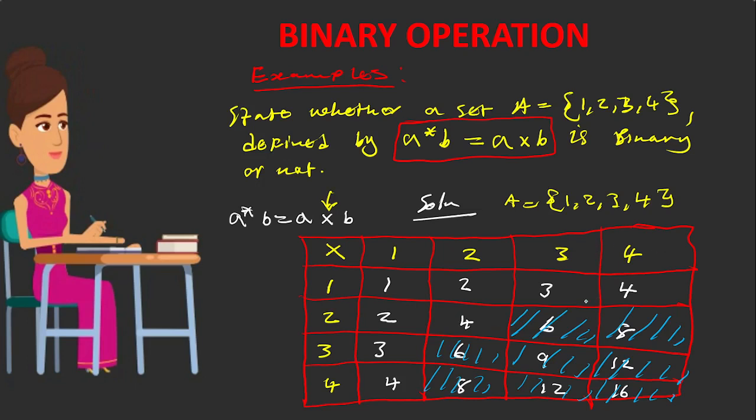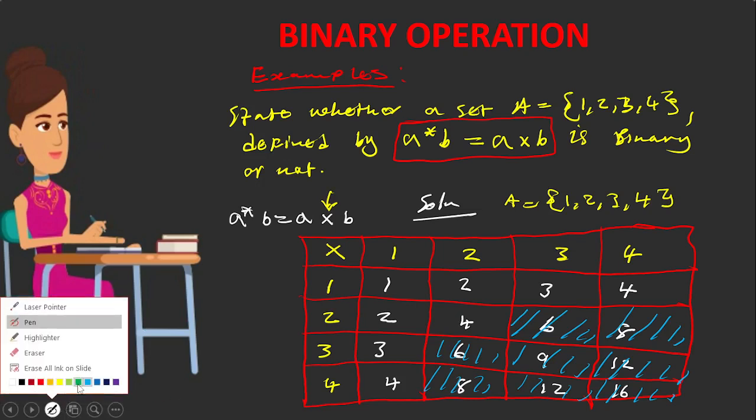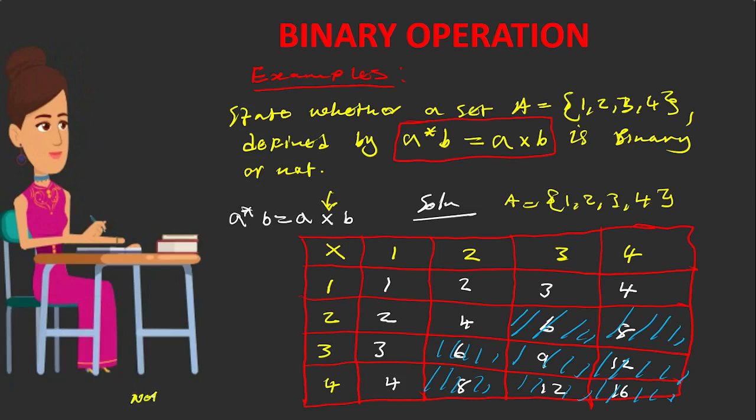So since these numbers are not in that set, this is not a binary operation. Why? Because you are having members that are not in this particular set given. So the answer for this one is not a binary operation. The reason why this is not a binary operation is because we are having answers that are not in this particular set. So this is the first way you can identify a binary operation or not a binary operation.